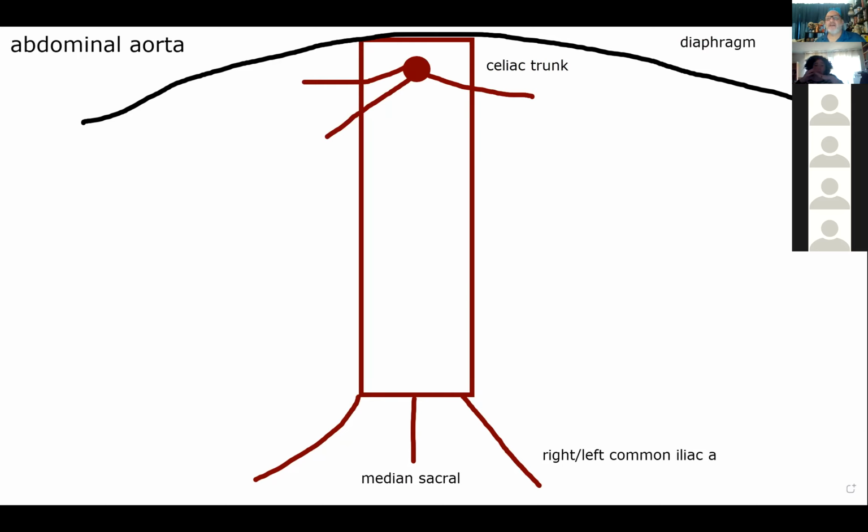Any idea where these two go? Intestine. Yeah. Although we should probably be a little bit more specific, but absolutely you got the right idea. The superior mesenteric primarily goes to the small intestine and the proximal large intestine, whereas the inferior mesenteric primarily goes to the distal portion of the large intestine.